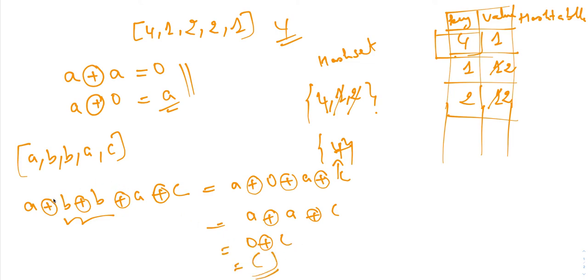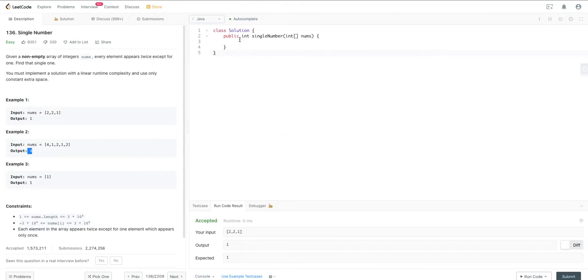So by XORing all the elements of my array, I'm going to get the actual number that appears only one time, okay? And the XOR operator in Java is this one, and I think in other languages too. It's this one, okay? So let's code the last solution, and I'll let you code the first two solutions yourself.